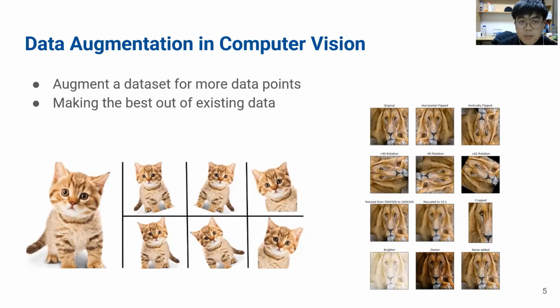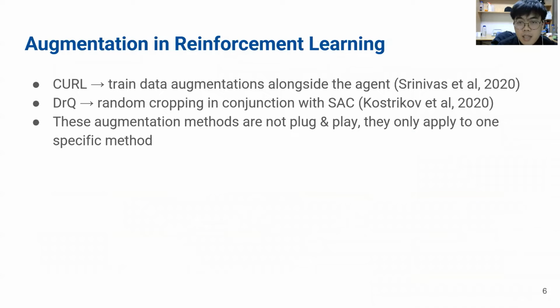To address the problem, in computer vision they usually use data augmentation. Augmentation creates new data points and makes pairs out of existing data. In recent years, there are several methods that apply augmentation in reinforcement learning, for example CURL or DrQ, but their methods are not broad. They only apply to one specific method.